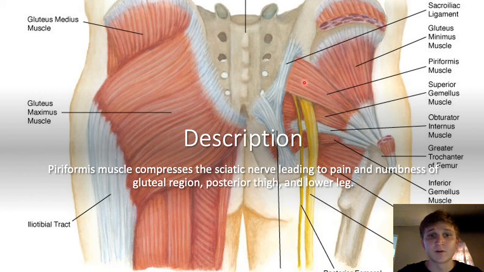Here we have the piriformis. It runs diagonal across the sciatic nerve. It actually originates on the anterior surface of the sacrum, works its way through the greater sciatic foramen, and attaches at the greater trochanter of the femur. So it is superior to the gemellus muscle here. And then if we keep going down, we have the obturator internus and the inferior gemellus muscle. And all of these muscles work to laterally rotate and abduct the hip.